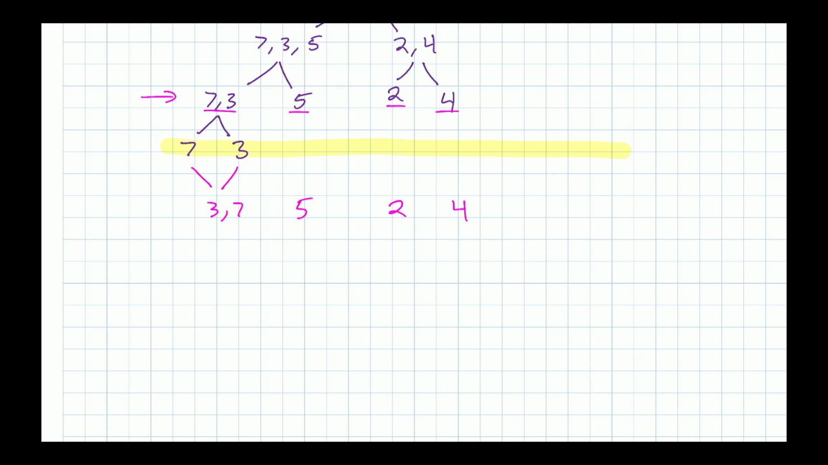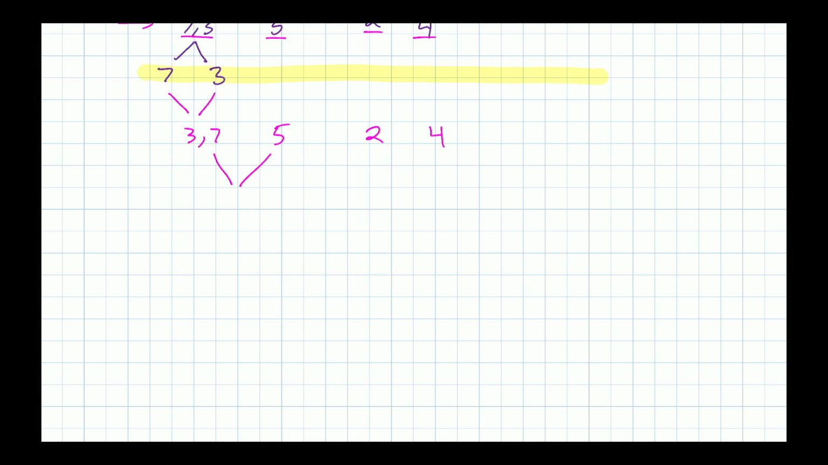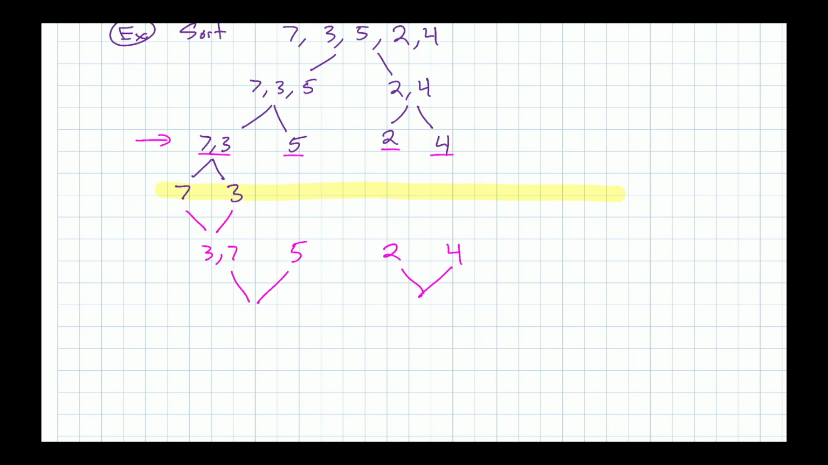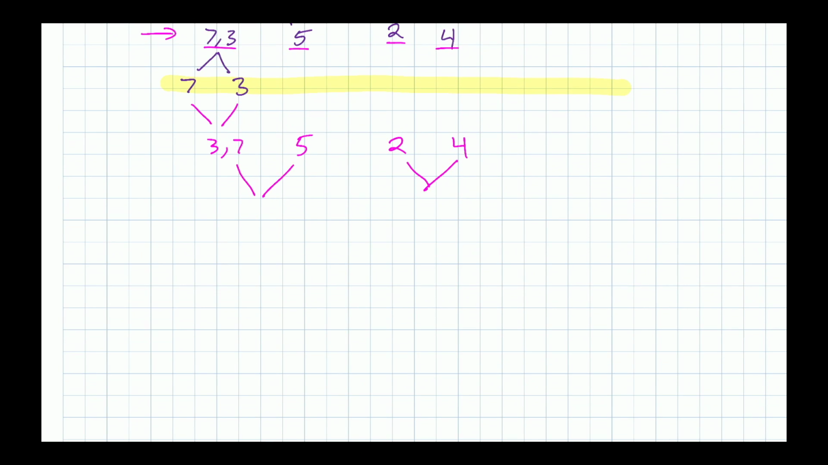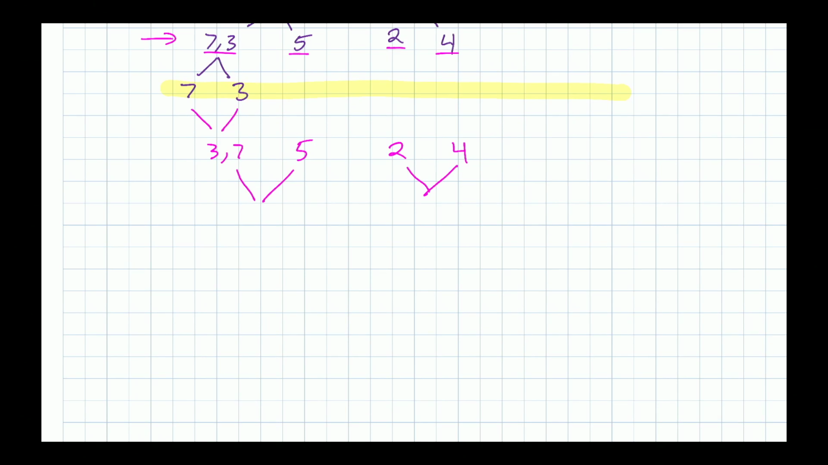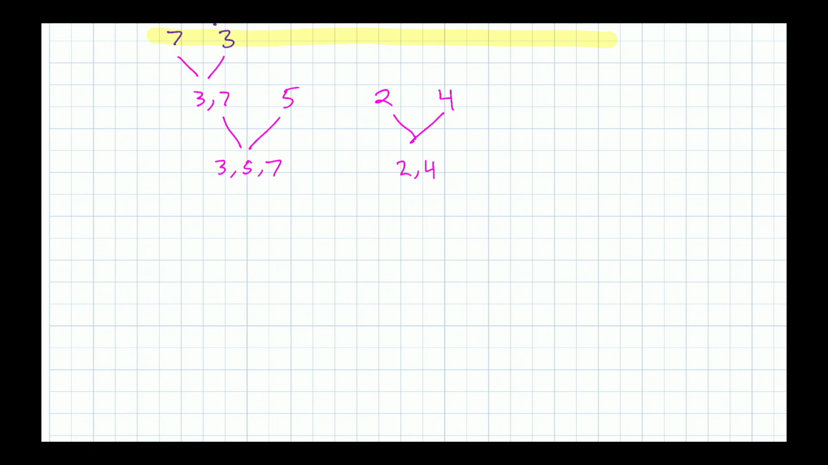So you kind of just write them down there and merge those. So you get some weirdness at the beginning, but after that it works fine because the 3, 7, and 5 can be merged into 3, 5, 7. The 2 and the 4 can be merged into 2, 4. And then these two get merged into 2, 3, 4, 5, 7. But I wrote it wrong.